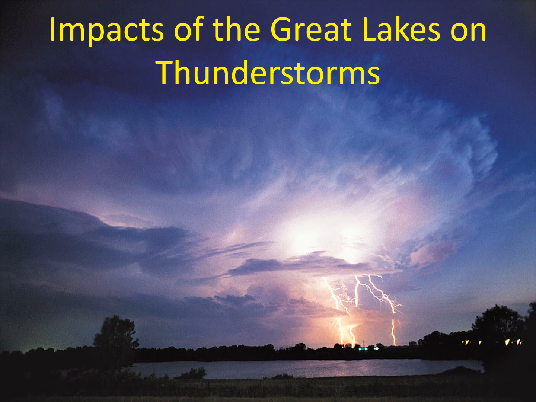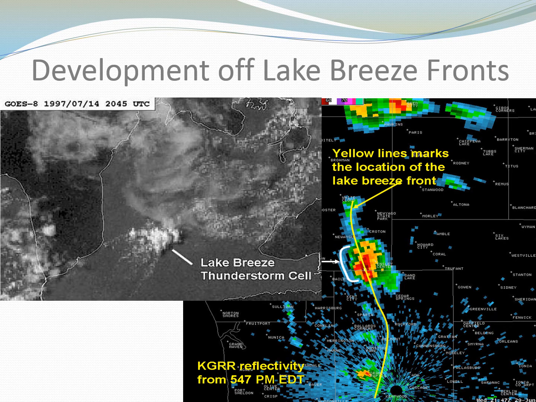The final section will briefly touch on the complexities of how the Great Lakes influence thunderstorms. Lake breeze fronts act like a small cold front and provide a source of lift for air parcels and thereby can trigger thunderstorm development. The image on the left is over the Niagara Peninsula in Ontario.